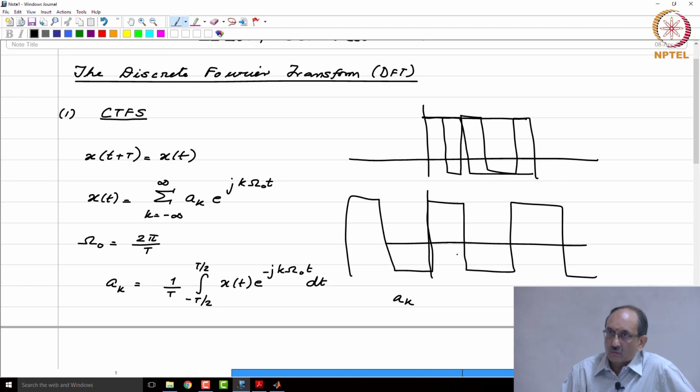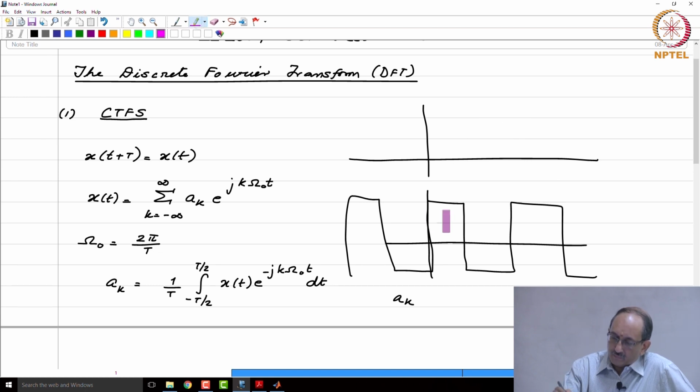But will this have a finite set of coefficients or an infinite set of coefficients? This will have an infinite set of coefficients, and this is not band limited. Okay.